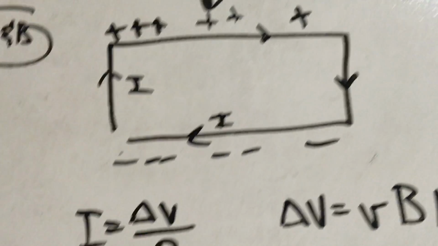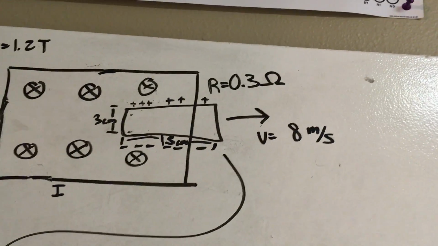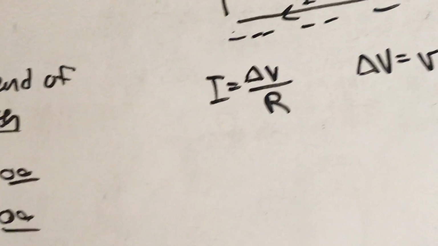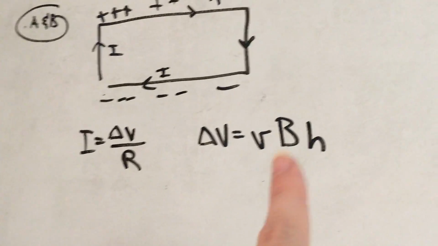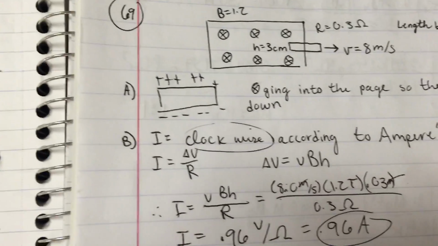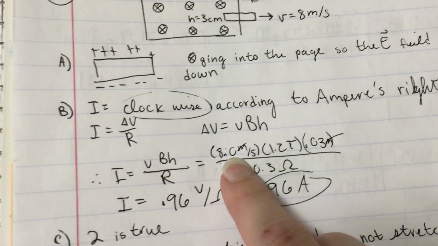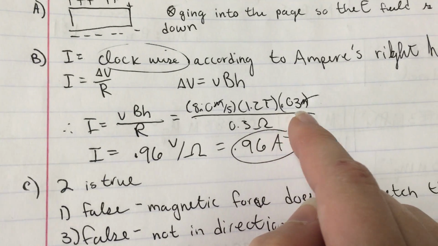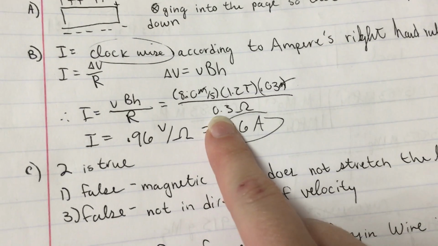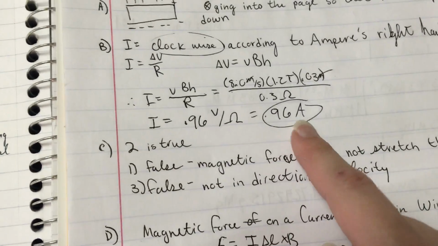To find the magnitude of the current I, we know that I is equal to delta V over R. We've been given R, which is 0.3 ohms. However, delta V still needs to be solved for. We do know that delta V is equal to the velocity times the magnitude of the magnetic field times the height. So whenever we plug all of these in, you'll see that I equals VBH over R, which is 8 meters per second times 1.2 Tesla times 0.03 meters, over 0.3 ohms, which gives us I equals 0.96 amps.